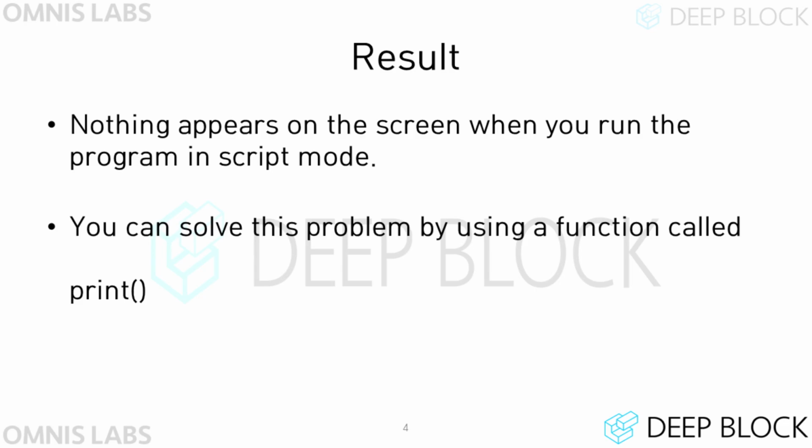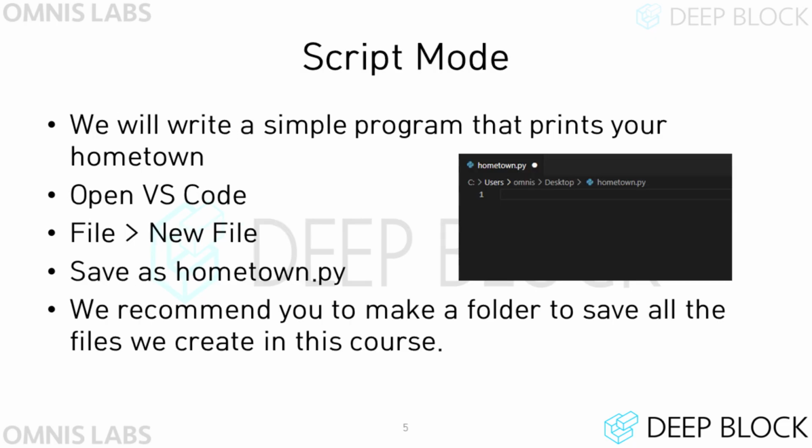When you run a program in script mode, you cannot interact with the Python interpreter, unlike when you use the Python shell. So we have to utilize a function called print. Print is a function used to print variables or values on the terminal. Let's make a program that prints your hometown to the terminal.